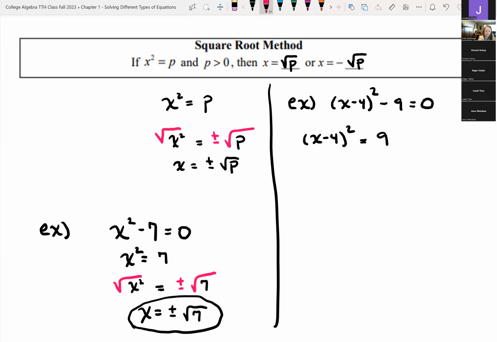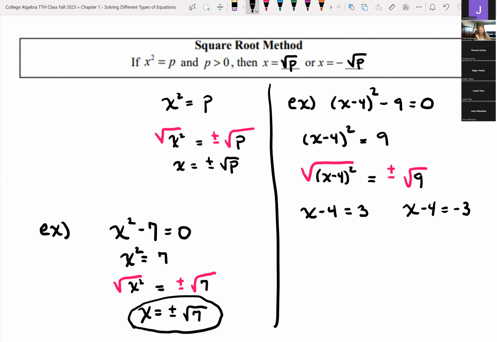Now we can take the square root of both sides. So we have the square root of (x minus 4) quantity squared is equal to plus or minus the square root of 9. The square root is going to cancel out the square, leaving us with x minus 4 is equal to the square root of 9, which is 3. So we're actually going to have two separate equations. X minus 4 is going to equal 3, and the other, x minus 4 is equal to negative 3.